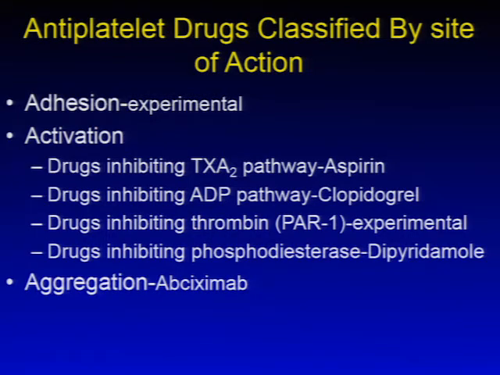The PAR1 pathway is a protease-activated receptor pathway, and basically these PAR1 receptors are on the surface of platelets, and thrombin binds to them and allows the conformational change and the structural change of the platelet that leads to activation of the platelets. And lastly, there's aggregation, which abciximab is a drug that prevents aggregation. Again, this is a 2B3A receptor. Abciximab is a 2B3A receptor antagonist.